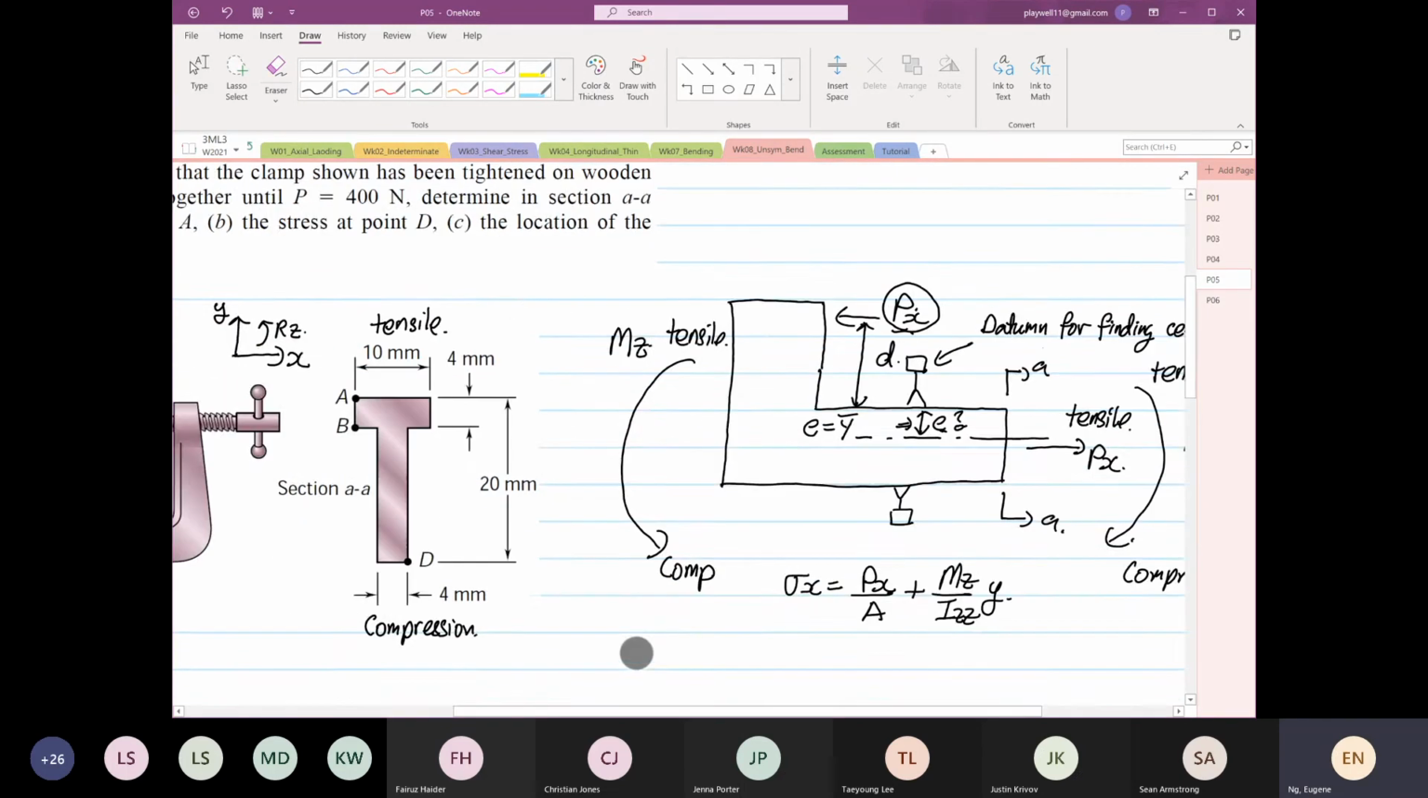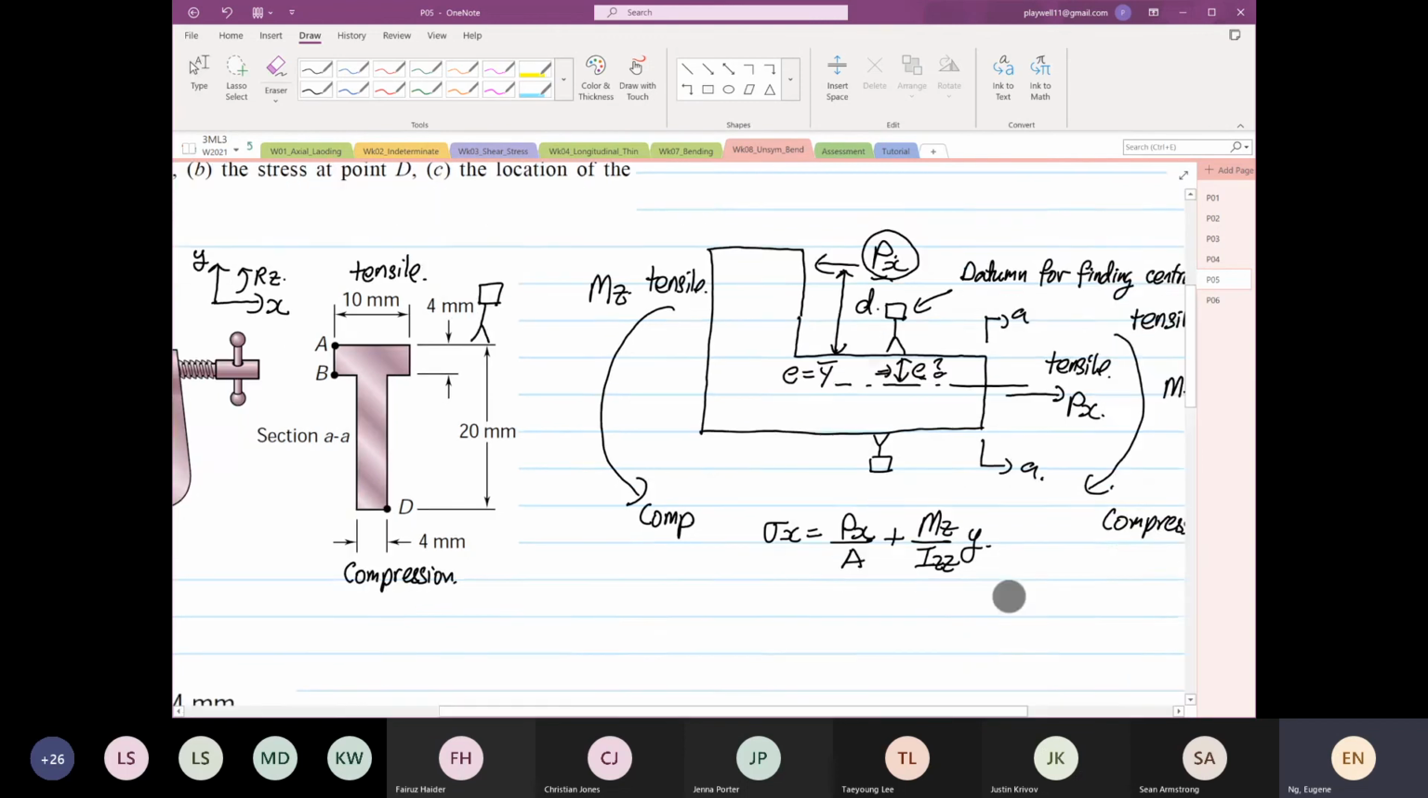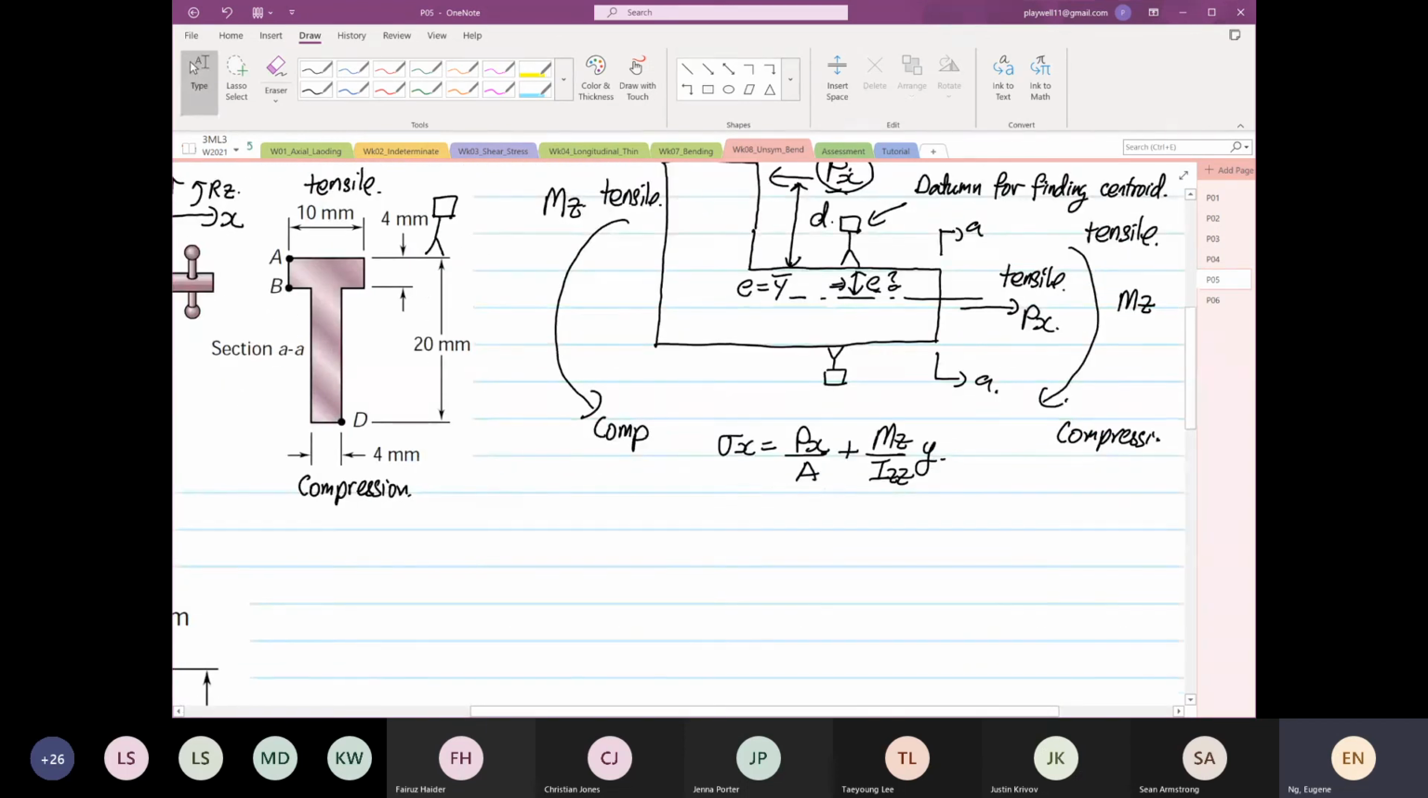I used to make a lot of mistakes. So when that's the case, we know that this line over here is going to be your datum when you find your centroid and the position of your neutral axis. Okay, so we're going to apply this formula, and we also know that moment is equal to P multiplied by E or D plus E. Okay, we know that now.